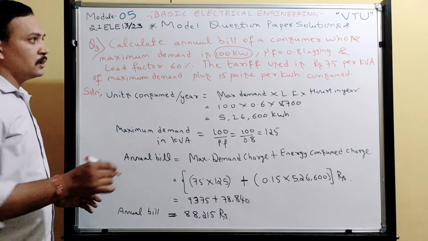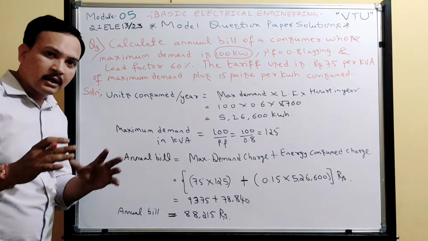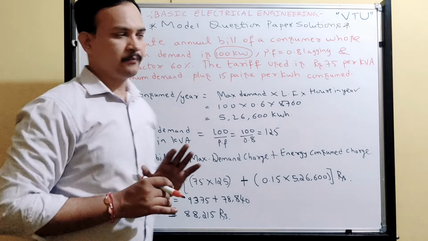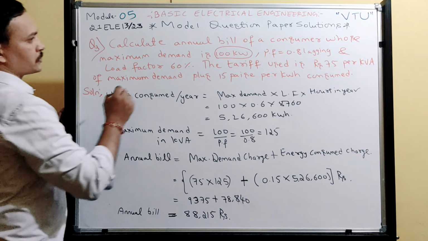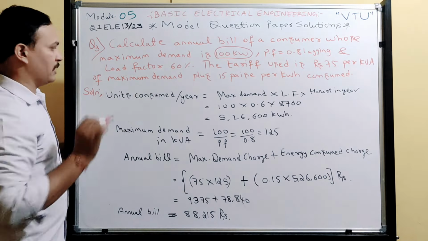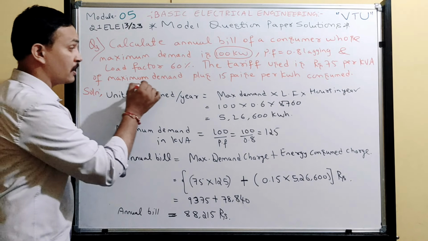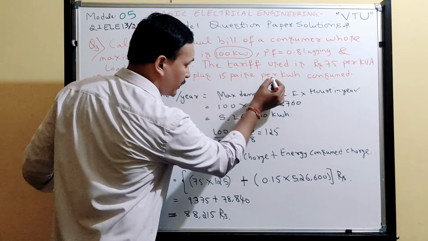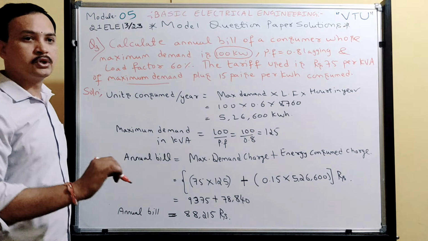See, kilowatt is active power and kVA is apparent power. So 75 rupees per kVA of maximum demand plus 15 paise per kilowatt hour consumed.